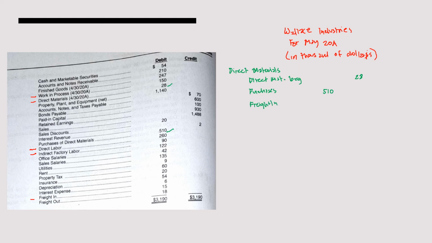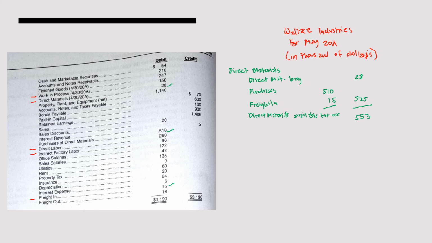So forget about that one. I think you asked about this one. How do we account for freight in? So this is my answer. So you can't hit under direct materials. So that's a total of 525. So this is the direct materials available for use. So you just add 28 and 525, so you get 553.